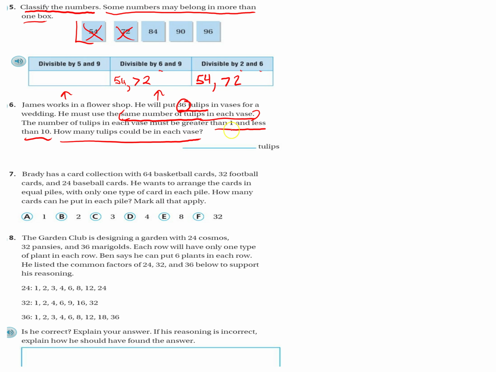But it gives a stipulation. The number of tulips in each vase must be greater than 1 and less than 10. So let's first start finding the factors of 36. Well, 1 and the number itself, 1 times 36. 2 times what will give me 36? 18. Will 3 work? Well, 3 plus 6 is 9, so yes, I know 3 will work. 3 times what gives me 36? 3 times 9.